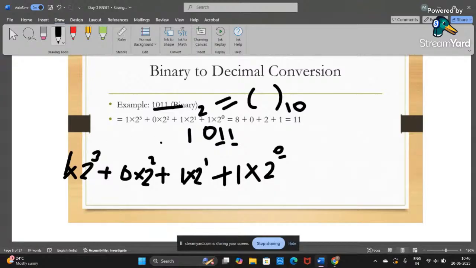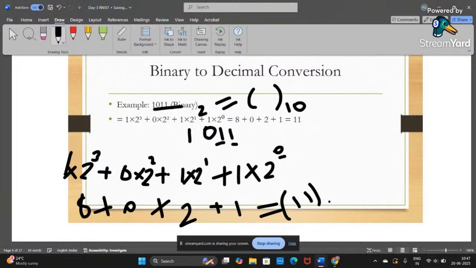Now we have to find the decimal of the given binary digits. So 2 to the power 3 means it is 8. 8 into 1, 8 itself. 0 into anything is 0, plus 2 power 1, it is 2 into 1, it is 2, plus 2 power 0, it is 1, 1 into 1, 1. So adding all this, when you convert to decimal, the value will be 11, base 10. This is your binary to decimal conversion.